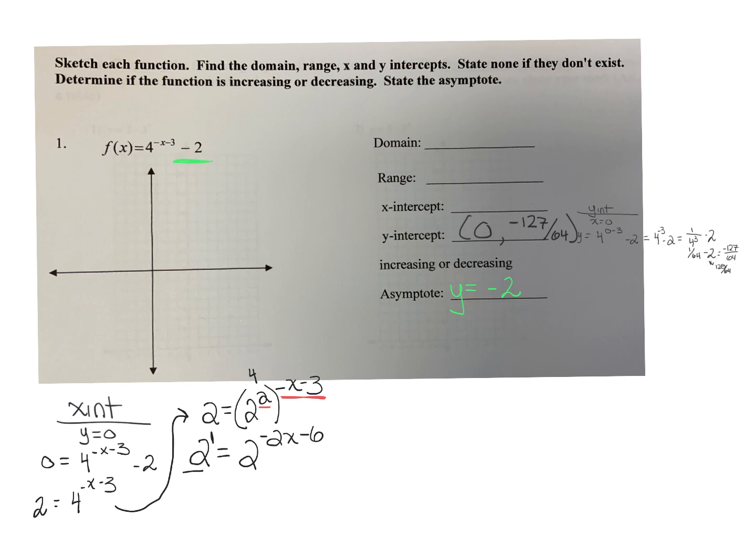So for this to be equal, 2 to some magic power will equal 2 to another magical power if and only if those two powers equal each other, meaning 1 equals negative 2x minus 6. So I'm going to add that 6 over and get 7 equals negative 2x. X is going to equal negative 7 halves, or negative 3.5. So let's write that down. My x-intercept is going to be negative 3.5, comma 0.